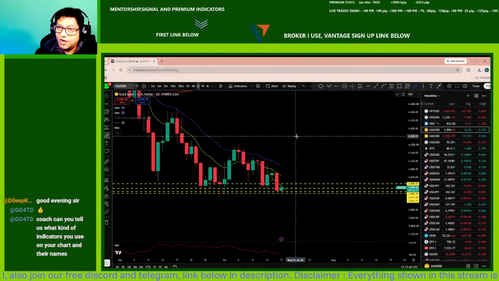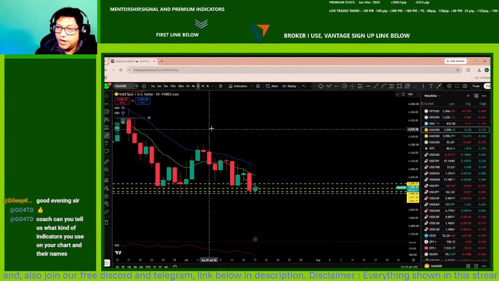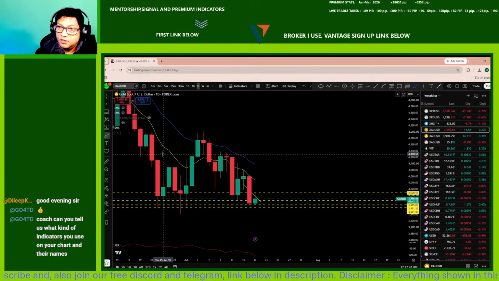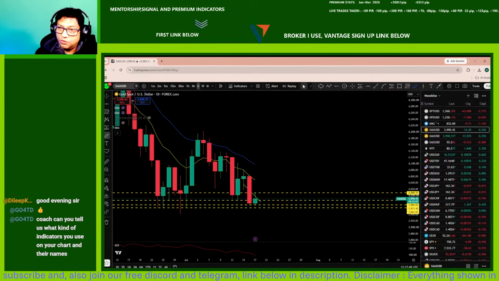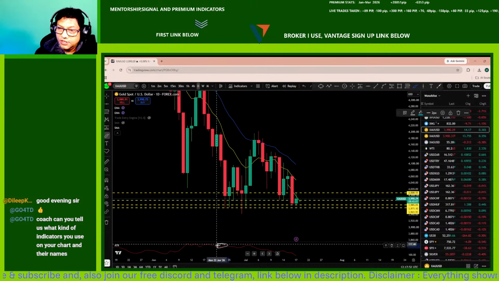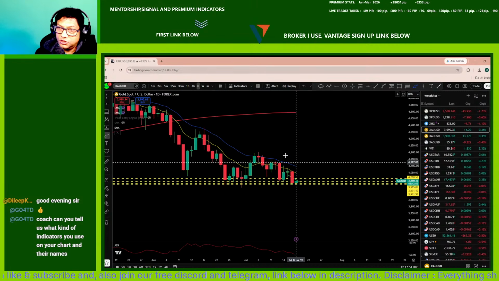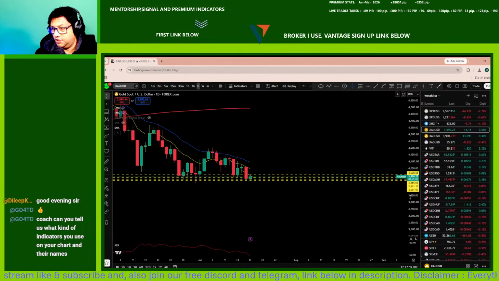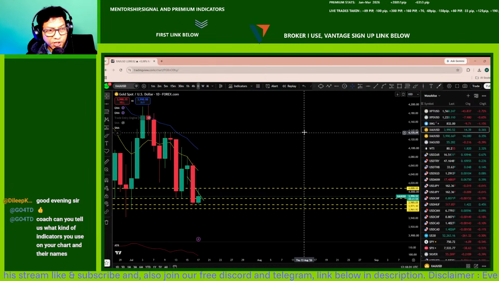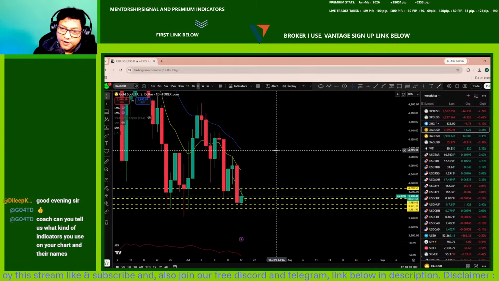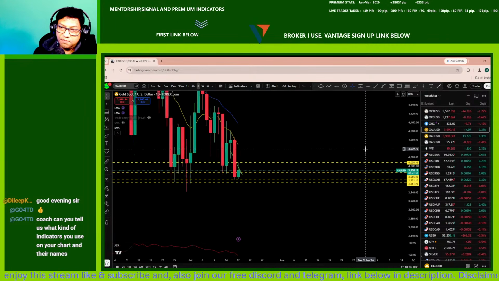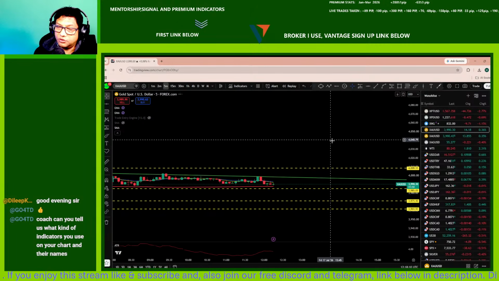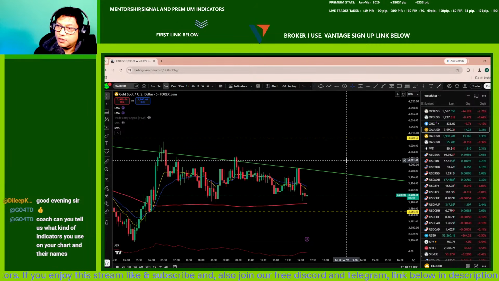Okay, so the indicators that I'm using mostly, if you look at that, this is the 20 exponential moving average, the blue color. The golden color is the 10 exponential moving average. This is ATR, and also this is the 200 SMA. These are the indicators, but mostly, more often, the entries are price action based. That's what you need to look at mostly.